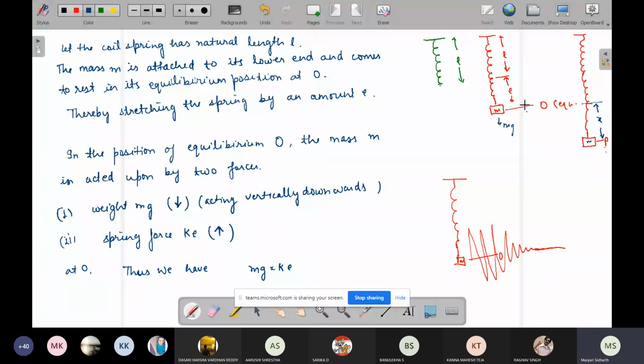Now, this was about the equilibrium position. Now we will study the P position, which is varying. This is fixed one and this is varying. Before coming to the equilibrium position, let's see where P is. P can be in the upward direction or the downward direction, so we'll consider that. Okay, so let P be the position of the mass M at any time t.